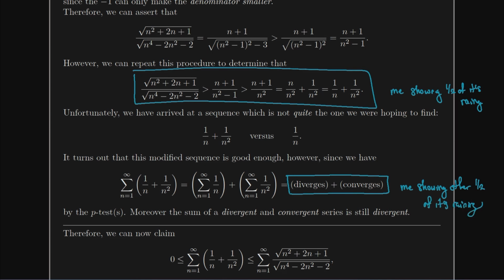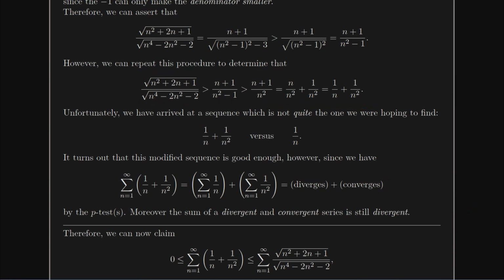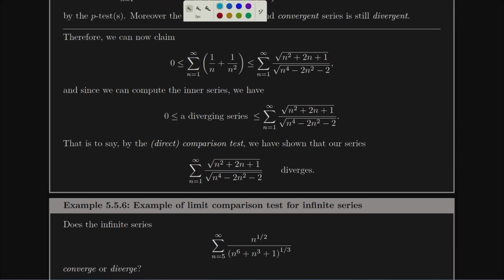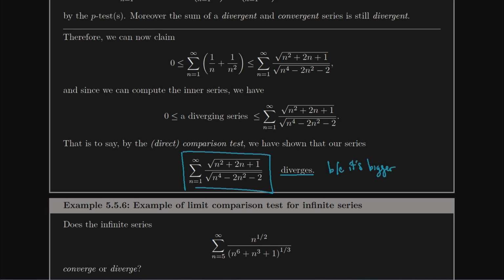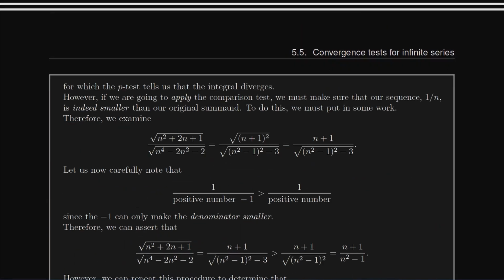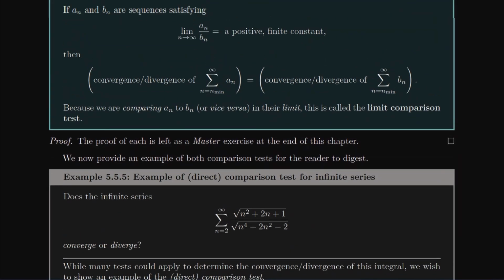And so what do I get to conclude after I've shown both parts of its reigning? I get to conclude that yes, my overall infinite series diverges because it's bigger than another diverging series, namely 1 over n plus 1 over n squared. So that's how we use the direct comparison test for sequences. Should feel basically the same as with functions.